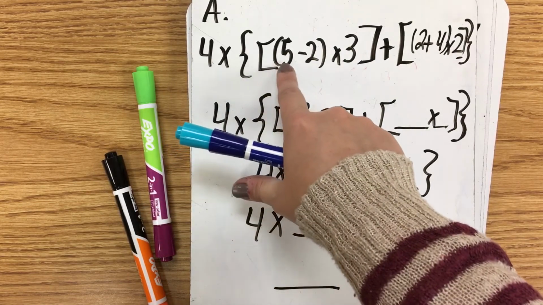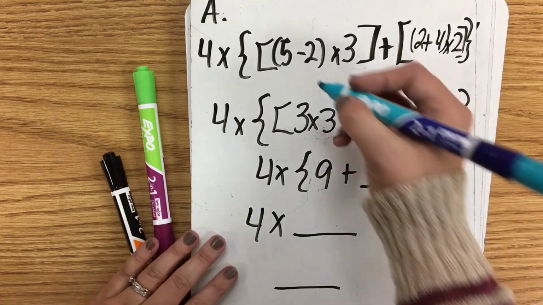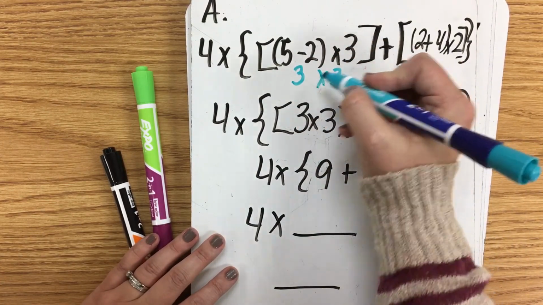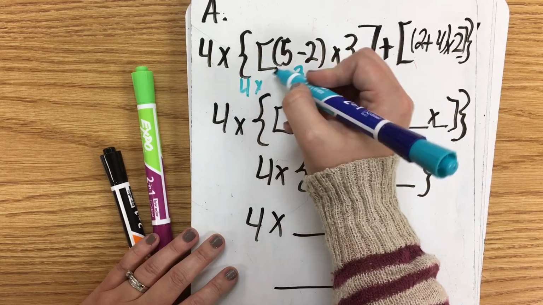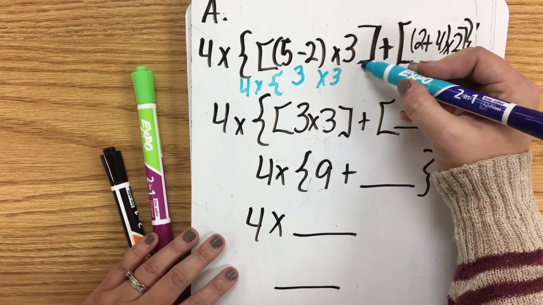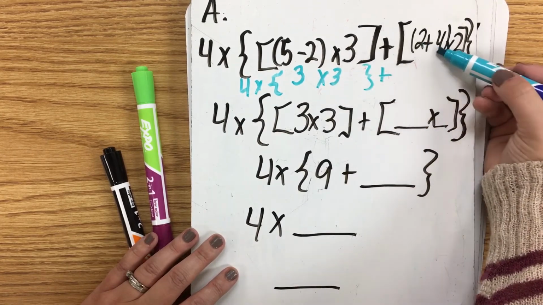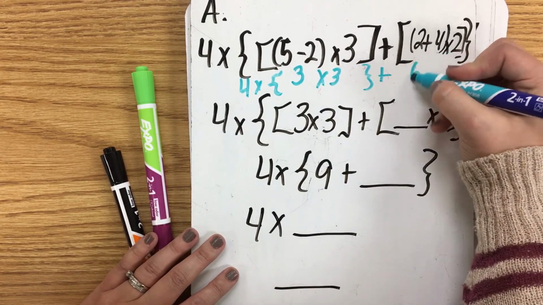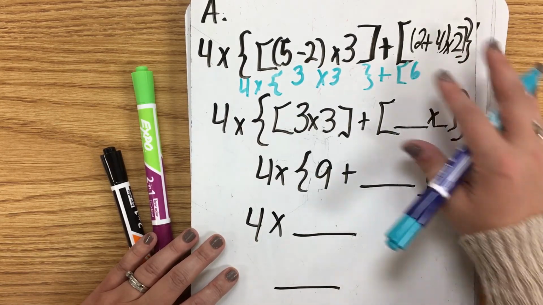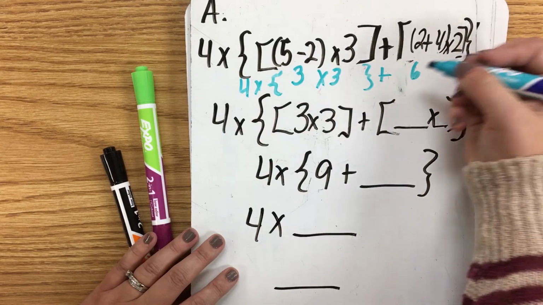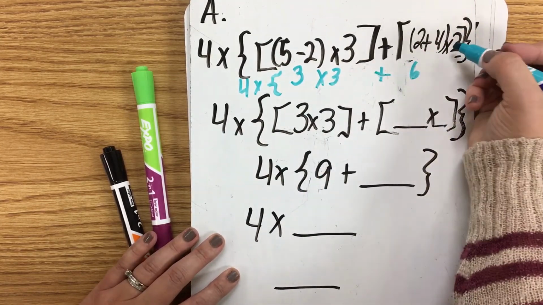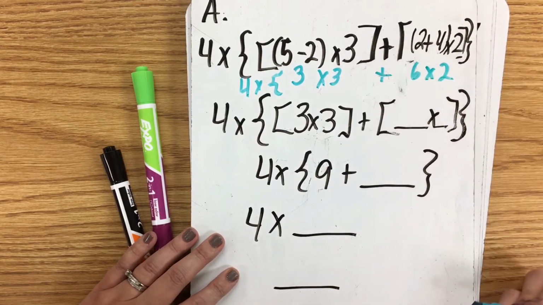If we do 5 minus 2, I get 3. Remember, I bring everything down. What is 2 plus 4? I get 6. Oops, sorry, I put the wrong thing. I shouldn't have gone there. I apologize. And then times 2.